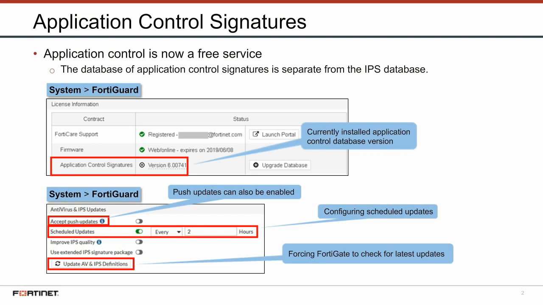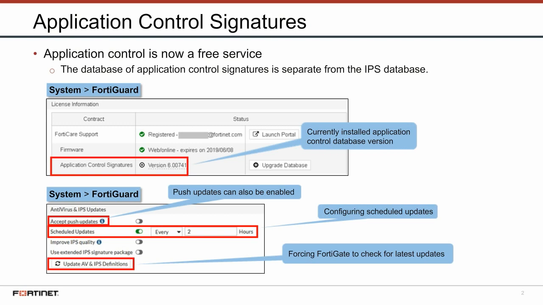Before you try to control applications, it's important to understand the signatures used by application control. How does application control detect the newest applications and changes to application protocols? Application control is now a free FortiGuard service, and the database for application control signatures is separate from the IPS database. You can configure your FortiGate to automatically update its application control signature database on the FortiGuard page.